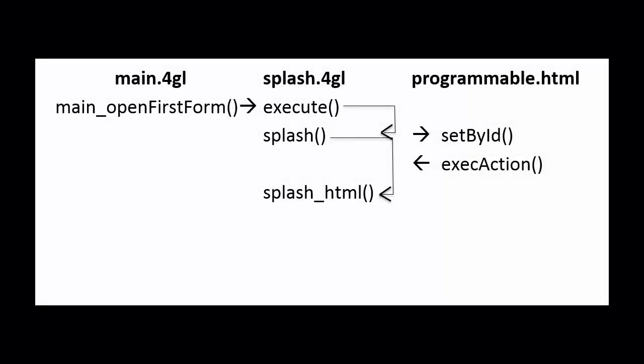Here is a sequence diagram to help clarify the steps you've seen. Main open first form calls the execute function in the module splash before the job header list form is displayed. In the Splash module, the Execute function opens a window with the Splash form and calls the Splash function. Splash uses a front call method to call the setById function in the interface script. It passes in HTML results from the Splash HTML function for the splash screen display.